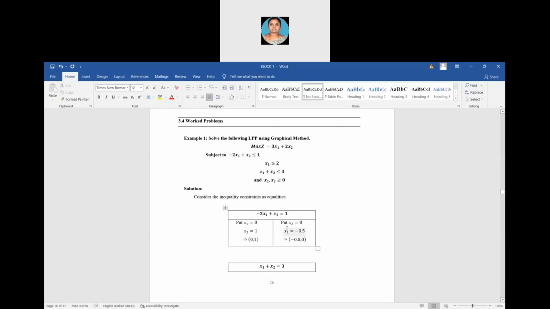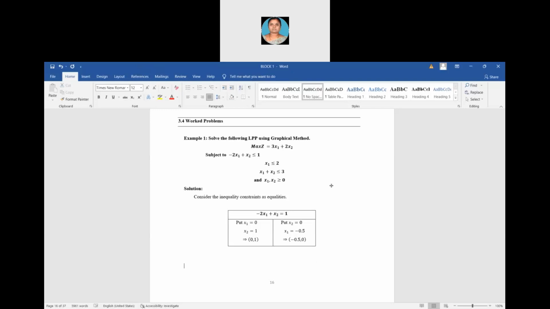Similarly, if you put x2 equal to 0, the remaining thing is minus 2x1 equal to 1, or x1 equal to minus 1 by 2. Minus 1 by 2 is nothing but minus 0.5. So this is the coordinate you get when you put x2 equal to 0: (minus 0.5, 0). So the first coordinate is (0, 1) and the second coordinate is (minus 0.5, 0).